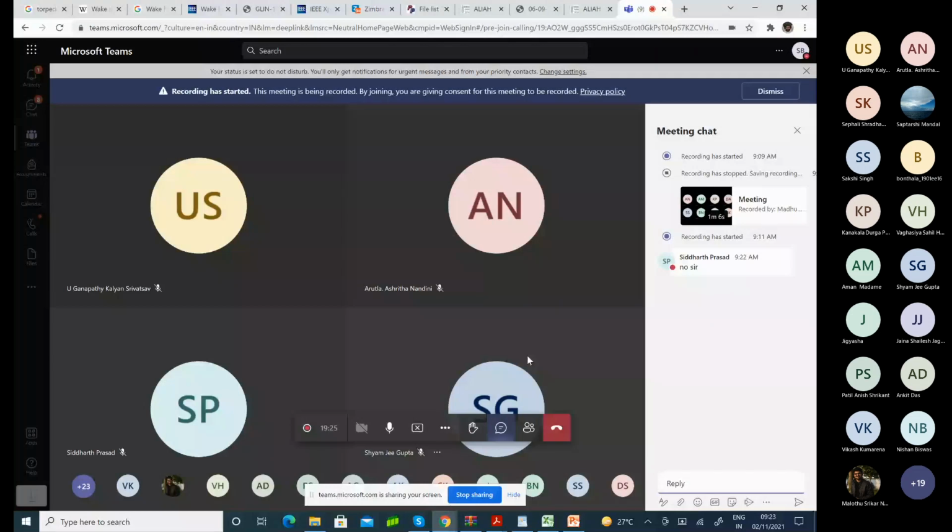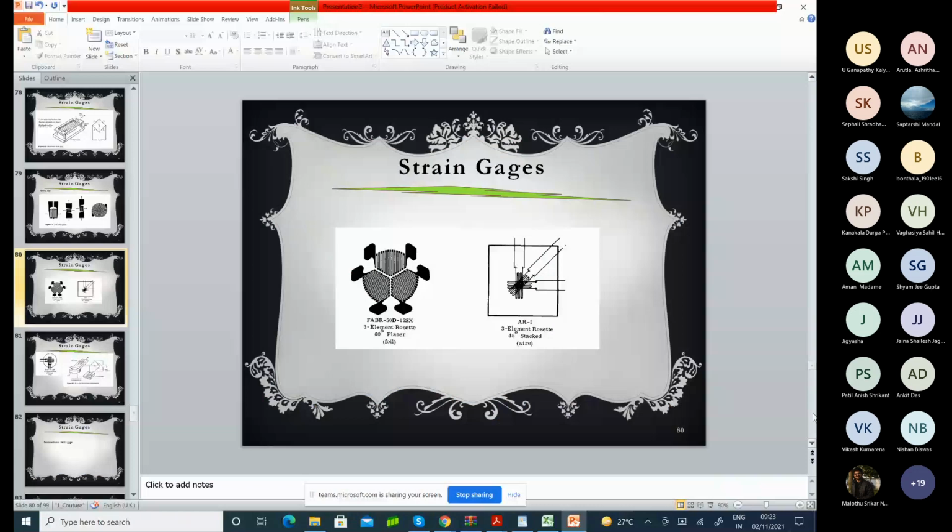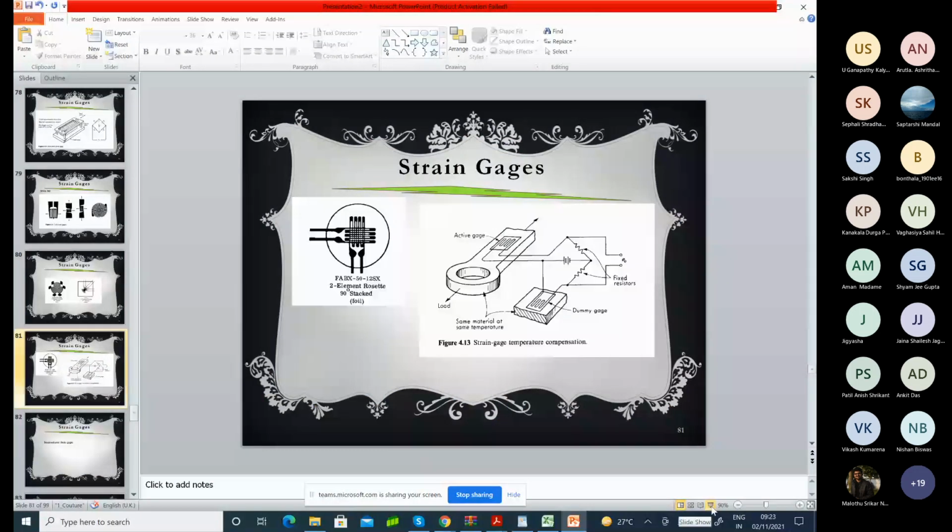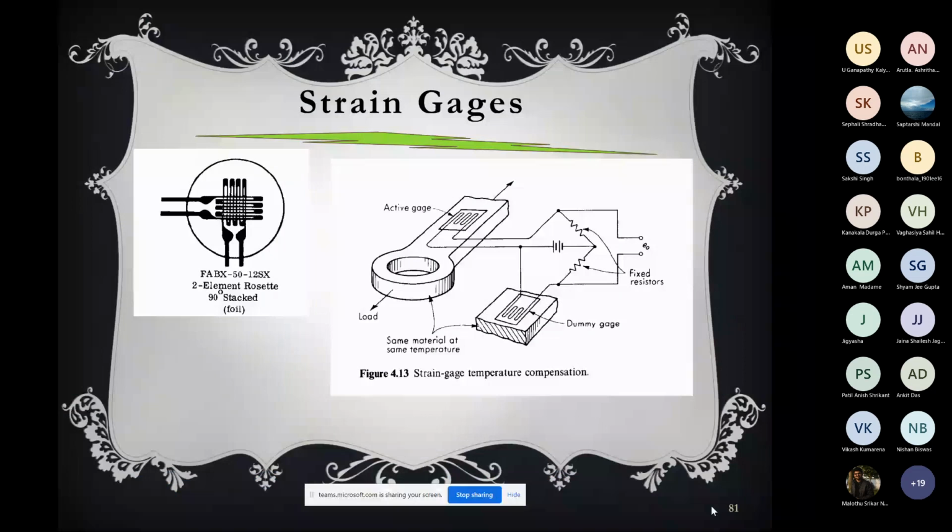So the next point is temperature compensation, which is also a very important factor. Temperature compensation of the strain gauge. Let's try to understand why we need temperature compensation. As we discussed earlier in the first chapter, temperature is an important interfering input for strain gauges. Why is temperature an important interfering input for strain gauges?